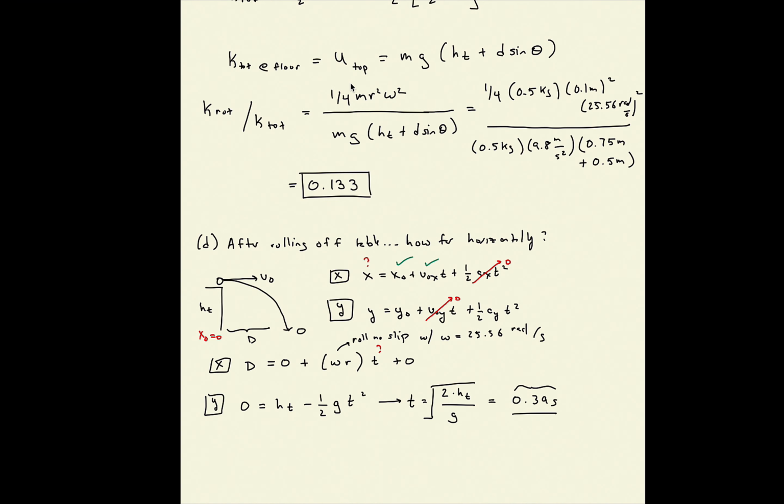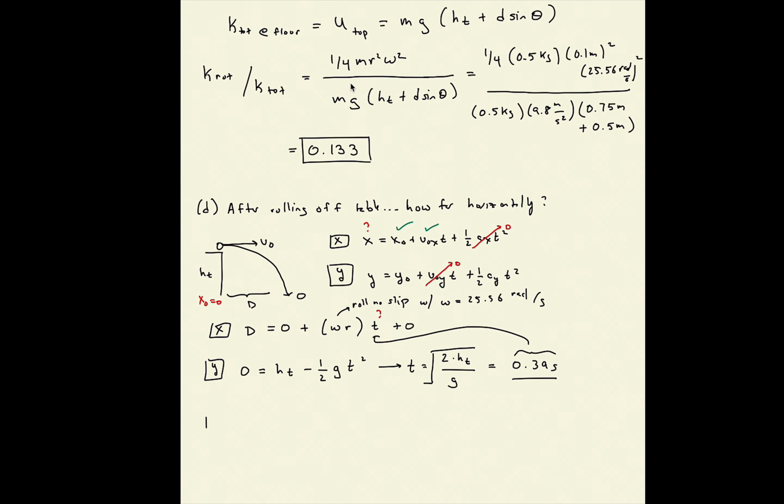This needs to be plugged back in for t up here, and we'll get a result for the horizontal distance traveled d. So d is going to be our omega, our 25.56 radians per second, times our radius, 0.1 meters of the cylinder, times our time it takes to fall, which is 0.39 seconds. All in all, this gets us about 0.998 meters.